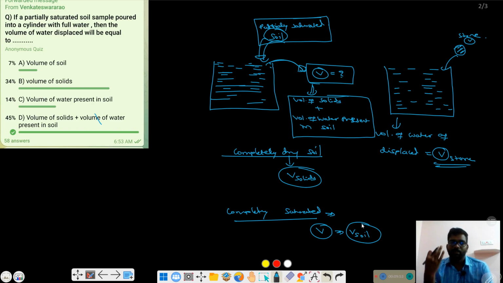If it is partially saturated, that means the voids are partially filled with water and with air, then the volume of water displaced will be equal to the volume of solids plus the volume of water that is present in the voids of the soil. Okay, so this is an important question. We use the same concept in the water displacement method in calculating the unit weight of the soil.